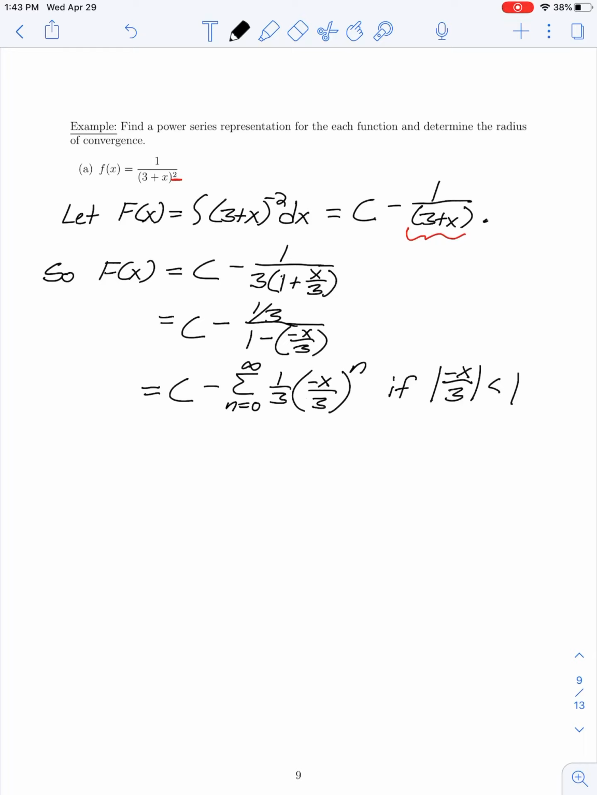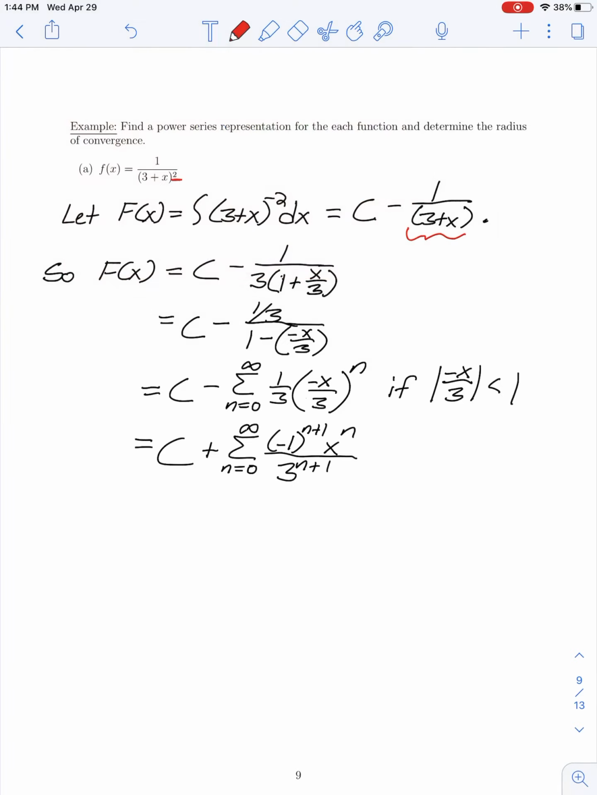So now, before I work backwards to try to get a power series representation for the original function that I was given, let me rewrite the expression that I have for this power series. So I'll have a constant c, and I'm going to rewrite this in the following way. I'll write it as plus the sum from 0 to infinity of negative 1 to the n plus 1 times x to the n all over 3 to the n plus 1.